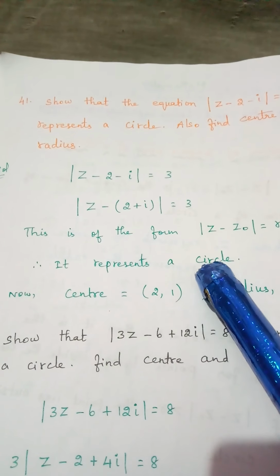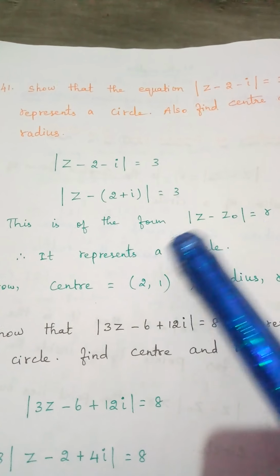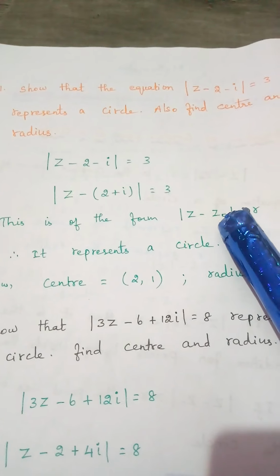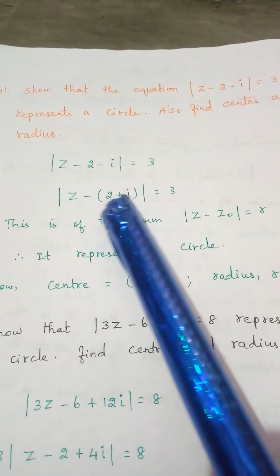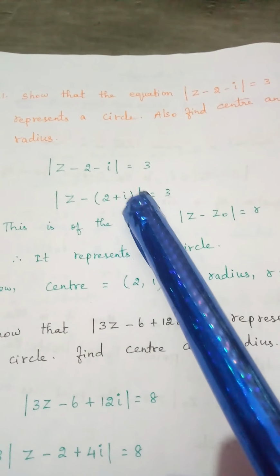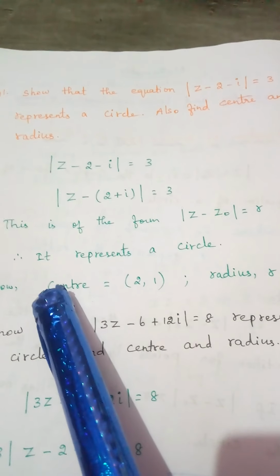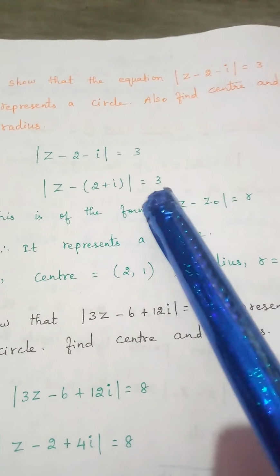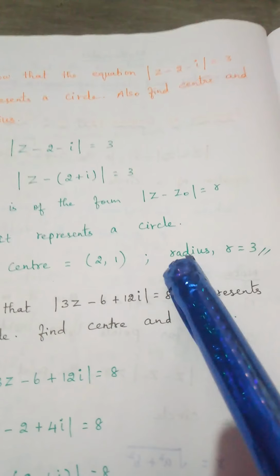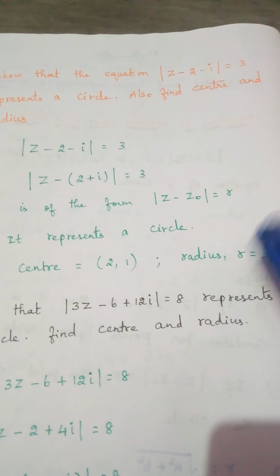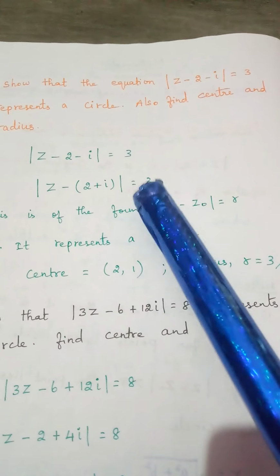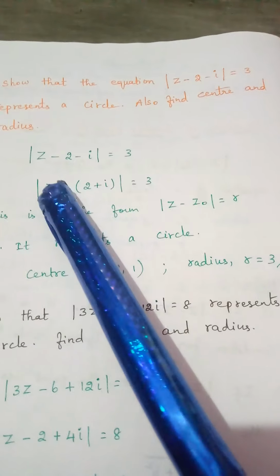Next we have to calculate center and radius. In the definition itself, I told you z naught is nothing but the center. Here what is z naught? 2 plus i. What is the real part? 2. Imaginary part? 1. So 2 comma 1 is the center. And radius is nothing but the number present on the right hand side, 3. So radius r is equal to 3. A simple sum. We only should know the concept of the complex form of the equation of a circle.